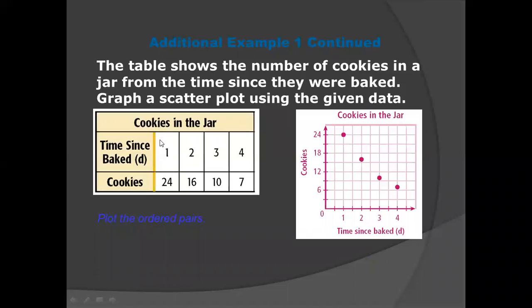First ordered pair, 1 and 24. 1 represents the X-axis, 24 represents the Y-axis. So plot this point, 1 and 24, and put a point. Second ordered pair, 2 and 16, and put a point. Third ordered pair, 3 and 10, and put a point. 4 and 7, and put a point. This is the scatter plot.